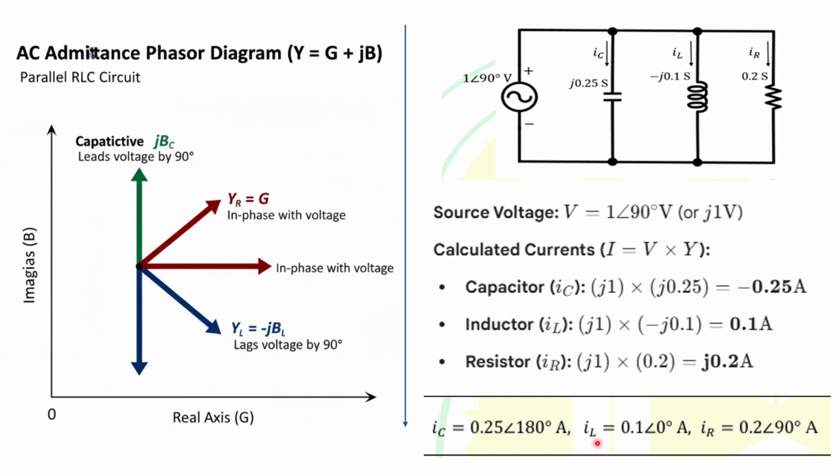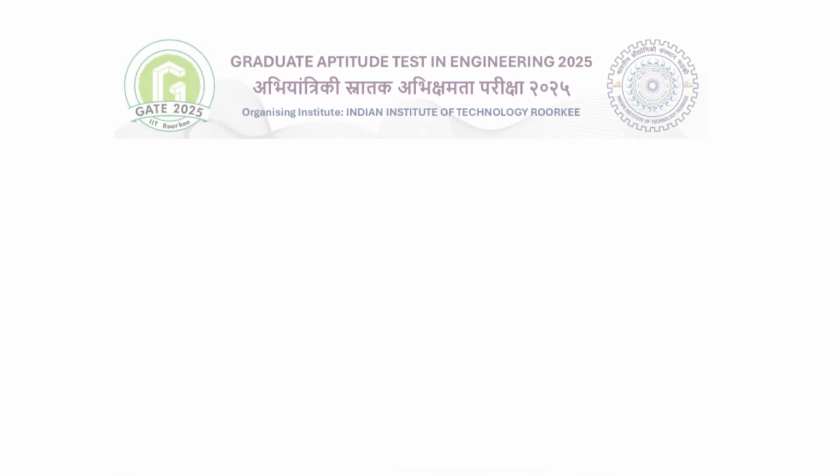And for IL, there is no minus or j component, so it will align exactly on the real x axis, so it will be 0 degrees. Similarly for IR, the current passing through the resistor, it will have the j. So since it is j, that means plus j, the plus 90 degrees, right? So this is the answer. As per the answer key provided, your answer option A is correct.